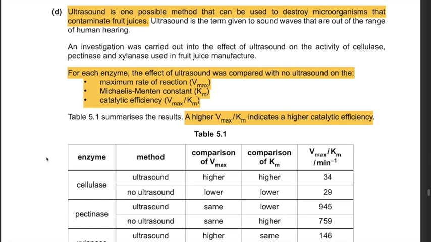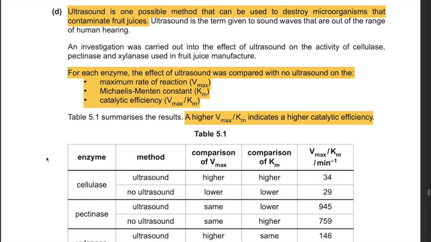Part D. Ultrasound is one possible method that can be used to destroy microorganisms that contaminate fruit juices. Ultrasound is a term given to sound waves that are out of the range of human hearing. An investigation was carried out into the effect of ultrasound on the activity of cellulase, pectinase, and xylanase used in fruit juice manufacture. For each enzyme, the effect of ultrasound was compared with no ultrasound on the maximum rate of reaction, which is Vmax, Michaelis Menten constant, that is Km, and the catalytic efficiency, that is Vmax/Km.